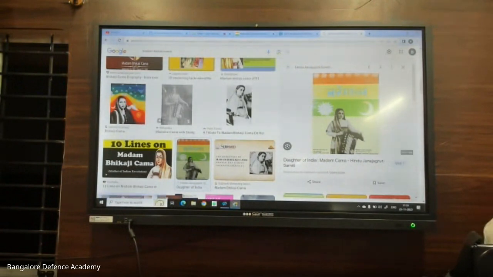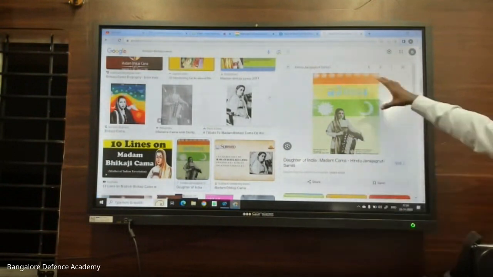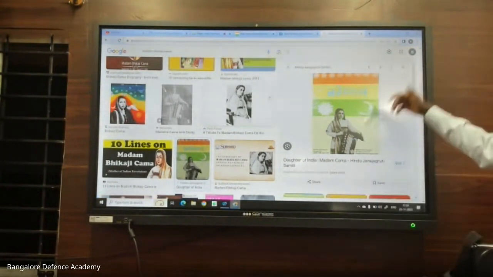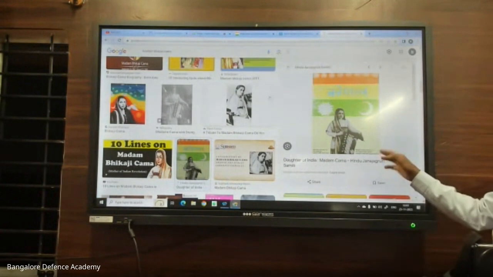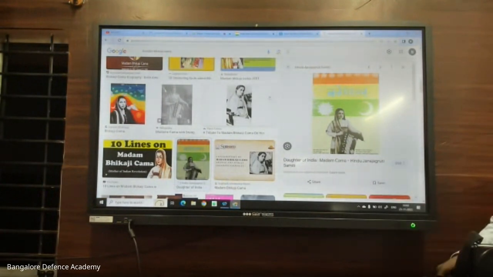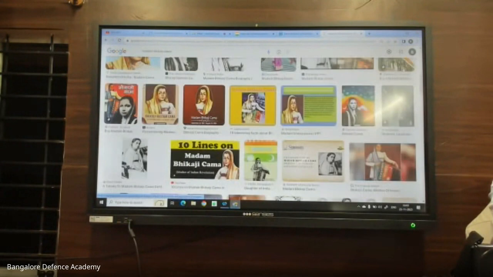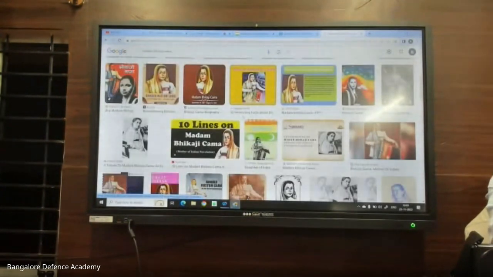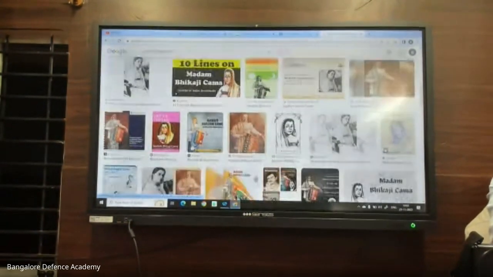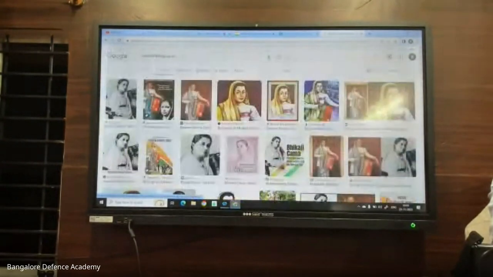Done. Still much information is there, Pingali Venkayya and all these things. Look, the first Indian flag was like this, designed like this. It was in 1907. Write down: Madam Bhikaji Cama, Stuttgart, Germany, August 1907, she hoisted the national flag.